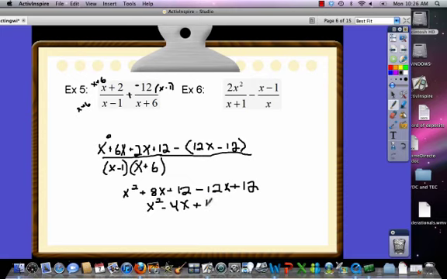Now, what do you think of the minute you see something like this? There should be something that pops into your brain instantly. You go, ooh, I wonder if it factors. Okay? Yeah, I would wonder if it factored. Okay? But on the bottom, see, I've got x minus 1, and I've got x plus 6.